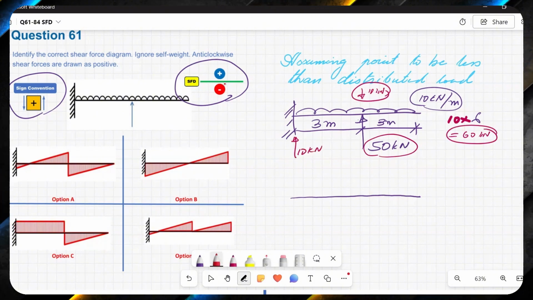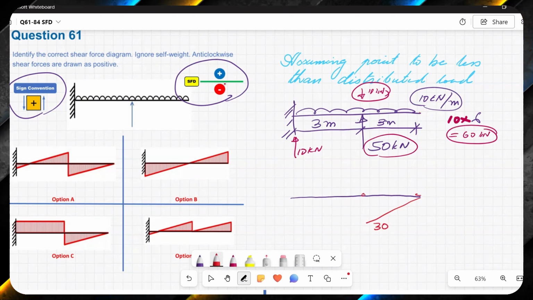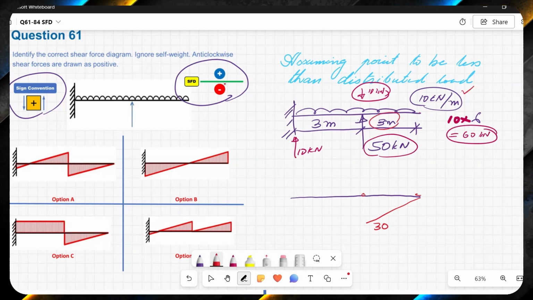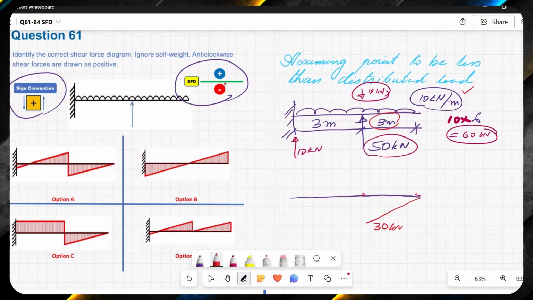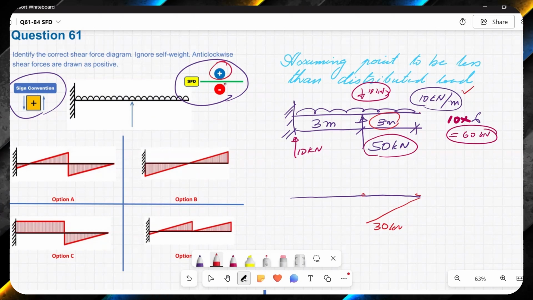So let's draw this diagram first. We will have a sloped line over here from the end till this point, and the value over here is 10 kilonewton per meter times 3. This gives us 30 kilonewton, and immediately over here we have an upward force, and you know that an upward force will bring the shear force diagram upwards, and upward forces are drawn on the positive side.